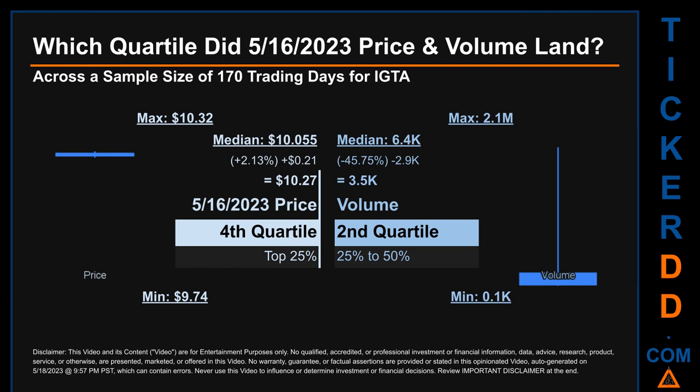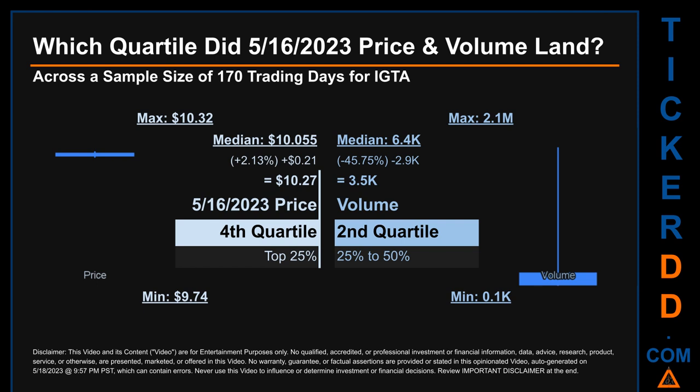The day's volume landed within the second quartile, that is within the 25% to 50% range of all sampled daily volume, which saw a max daily volume of 2.1 million and a minimum of 0.1 thousand. Quartiles tell us about the spread of a data set by breaking that data set into quarters, just like how the median breaks the set into half.